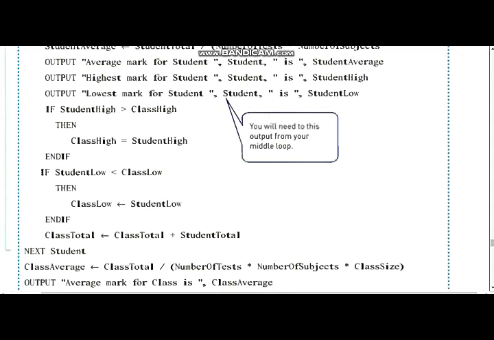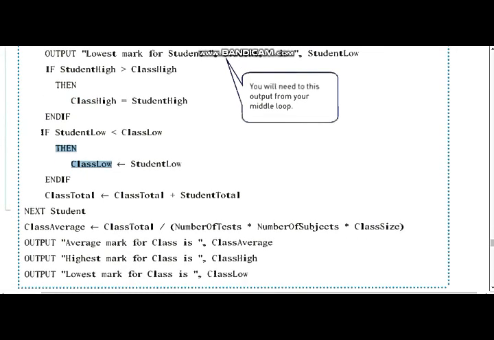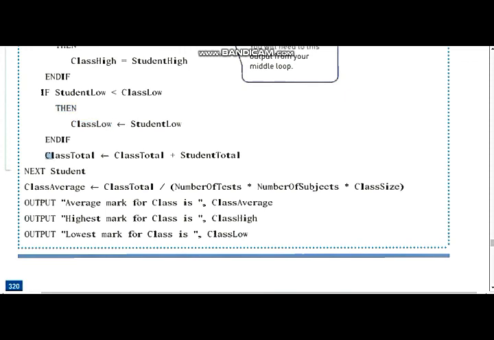Now comes the class level. In the class, the student who has got the highest marks will go into class high. The student who has got the lowest marks will go into class low. Then class total will be calculated by counting the total marks of all students. This pseudocode is for 20 students, so 20 totals will be added to class total.